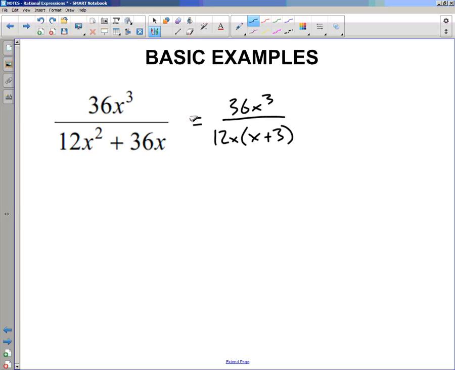Now that both top and bottom are completely factored, we're going to look to see if we can simplify anything. So I'll look at this 36 over 12. 36 over 12 does simplify into 3 over 1. We'll look at the x cubed and the x. We'll be able to cancel that x in the bottom with one of the x's in the top. That's going to leave us with an x squared in the top. So in our final answer here, we will have a 3x squared in the top, and then a 1 times x plus 3 in the bottom.